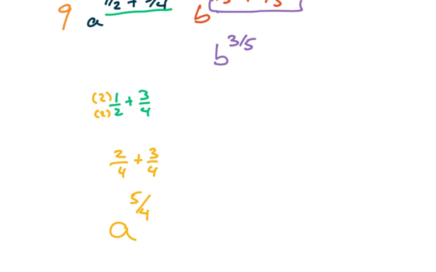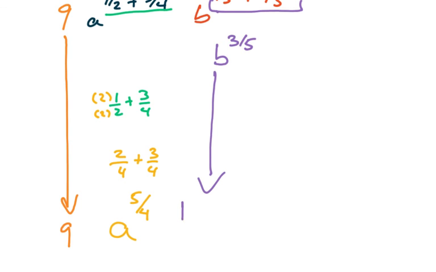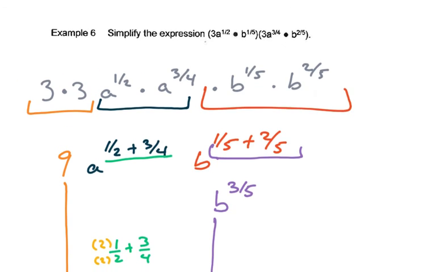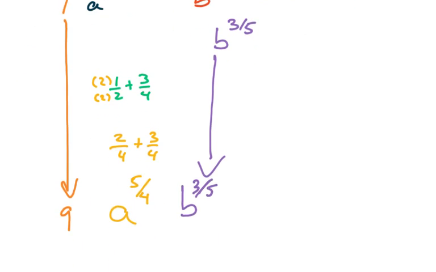We'll go ahead and bring everything else down. So we'll bring down the 9 here, and we'll bring down the b to the 3/5. And that's my answer. Okay. So don't let the fractions confuse you. You're just tackling it like you would normally. Just because you see ugly things doesn't mean that it's that complicated.